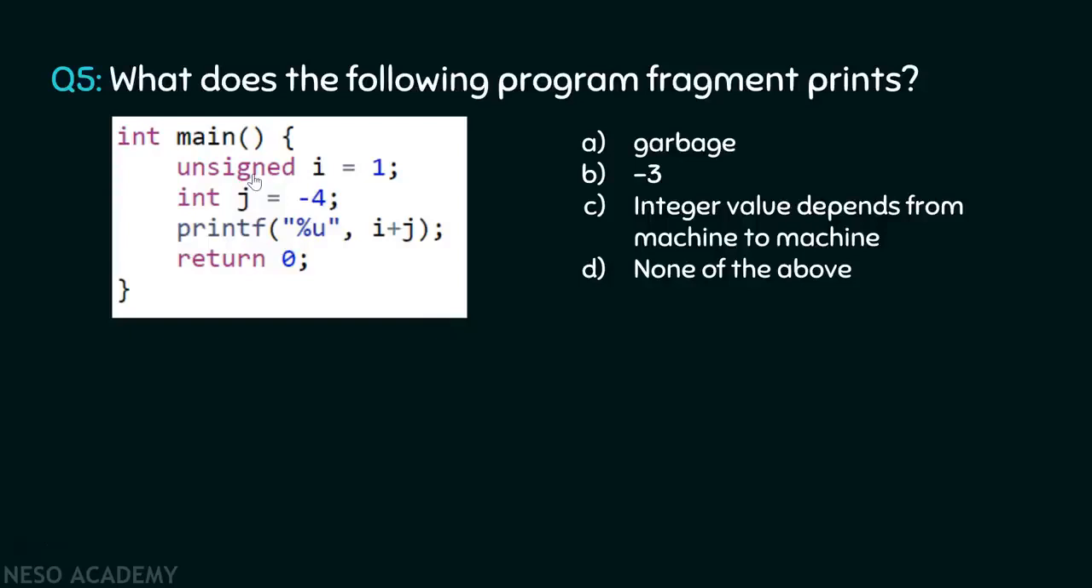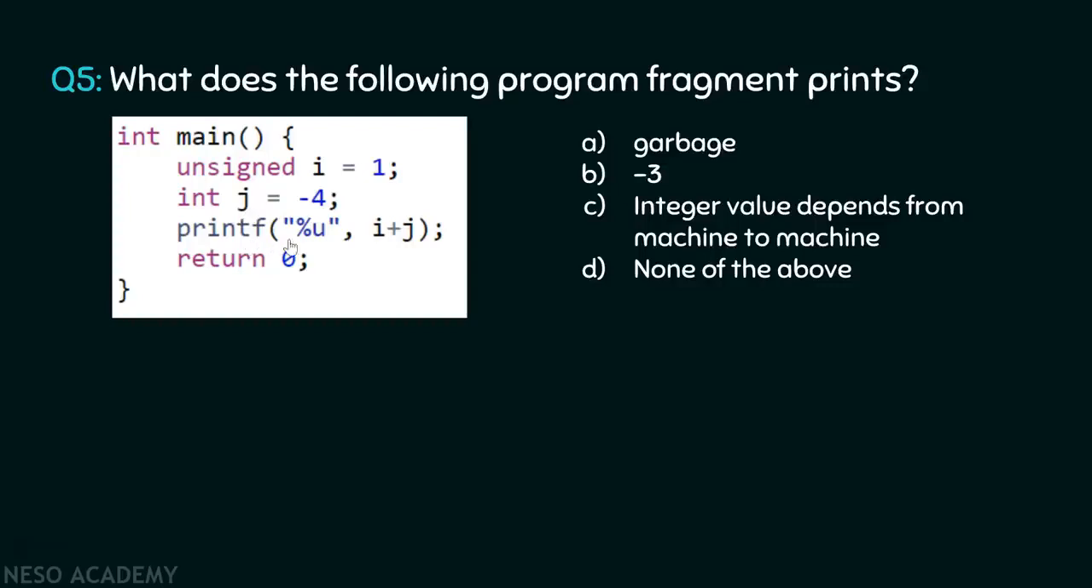Okay. In the first statement itself, I have written unsigned i = 1. That is equivalent to unsigned int i. The compiler automatically puts int in front of this variable, therefore there is no problem. Unsigned int i = 1 means that this integer variable is going to have the value 1. In the next statement, I have declared a variable j and assigned it the value -4.